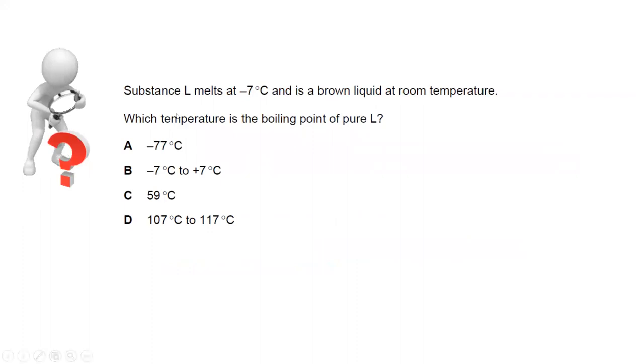A question related to this part: a substance L melts at minus 7, that's its melting point, and is a brown liquid at room temperature. Which temperature is the boiling point of the pure liquid? A pure liquid has a fixed or sharp boiling point and melting point. Fixed or sharp means only one number is there. The melting point is minus 7. What could be the boiling point of this? Substance L melts at minus 7.